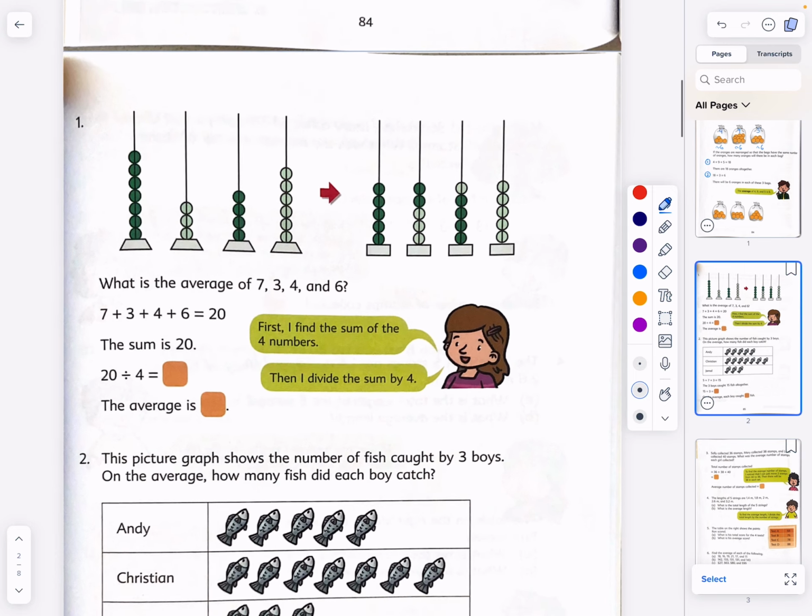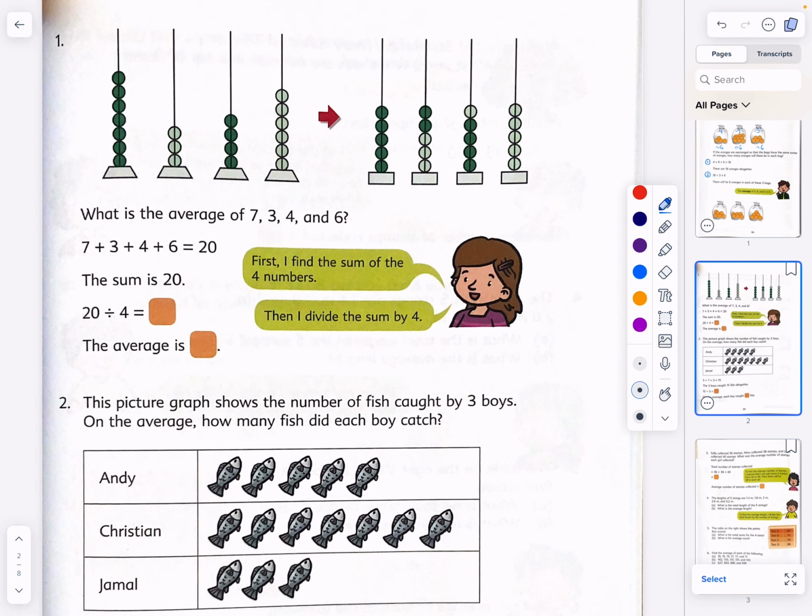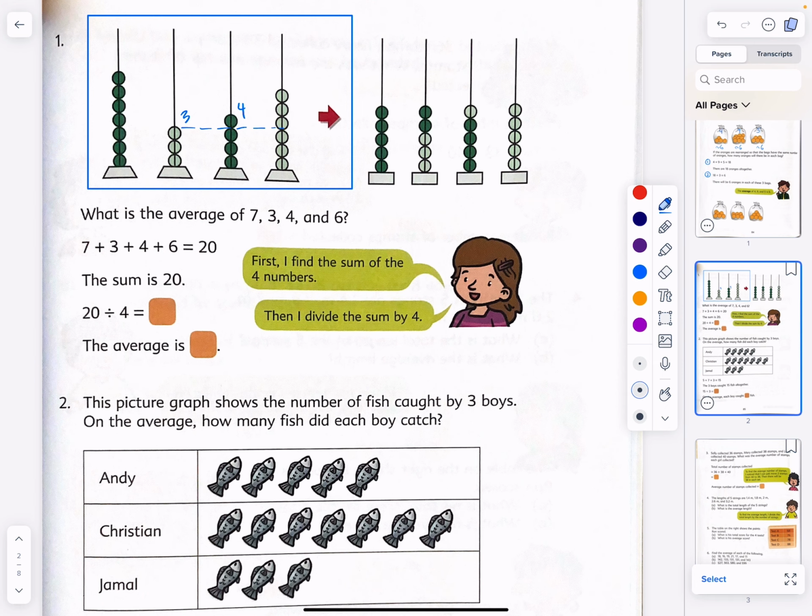Let's take a look at another example. We have these pins with different numbers of beads. We start with this side, our starting position. How many beads do we have here? This is 3, this is 4, this is 6, and this is 7. So how can we figure out an average? How many beads are in each pin?